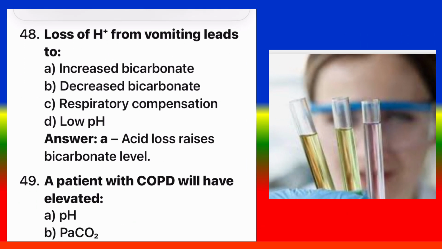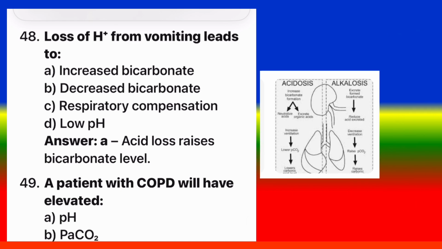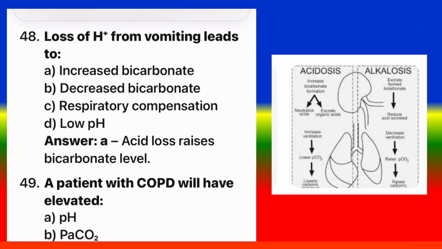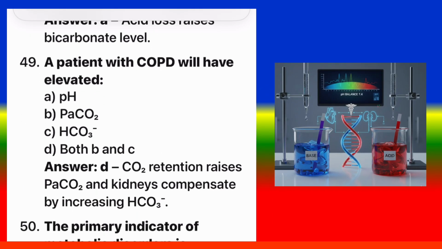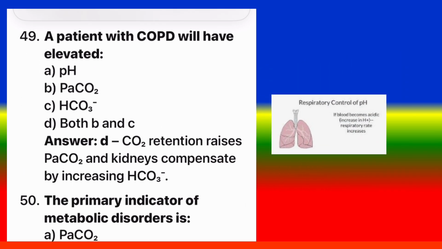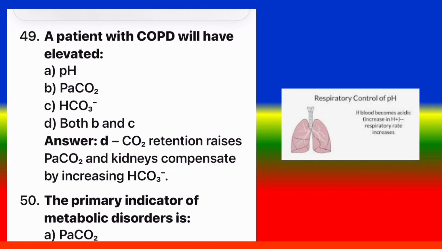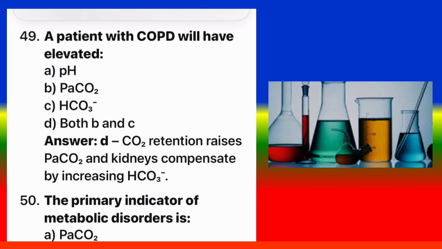48. Loss of H from vomiting leads to A, increased bicarbonate, B, decreased bicarbonate, C, respiratory compensation, D, low pH. Answer A, acid loss raises bicarbonate level. 49. A patient with COPD will have elevated A, pH, B, PaCO2, C, HCO3, D, both B and C. Answer D. CO2 retention raises PaCO2 and kidneys compensate by increasing HCO3 retention.